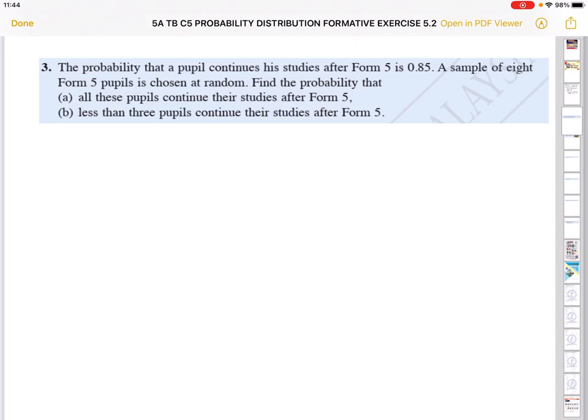Now, notice that some books or some teachers will ask you to write like this. This is the symbol for binomial distribution. If you want to write, it's okay. Don't write, it's also all right. X is a discrete random variable representing the number of students that follows a binomial distribution. Your number of students in this case will be 8, a sample of 8 students, and the probability that they continue study after Form 5 is 0.85. If you don't write this, n equals 8, p equals 0.85, that's fine. You don't need to write all this notation.